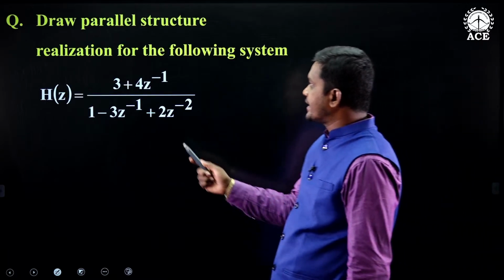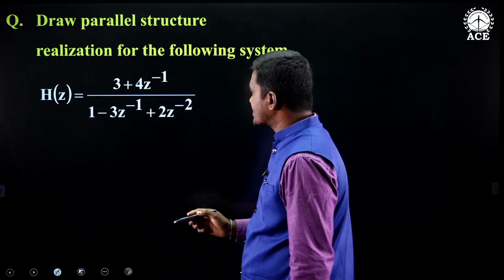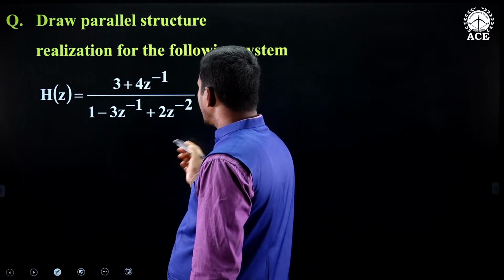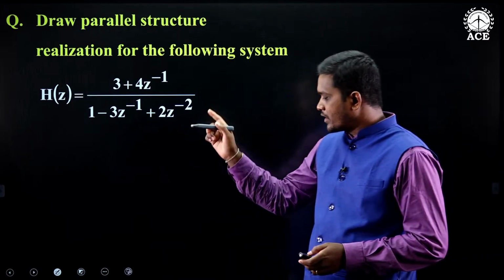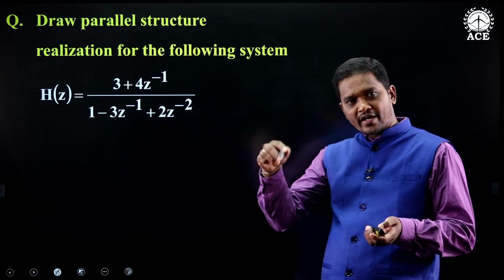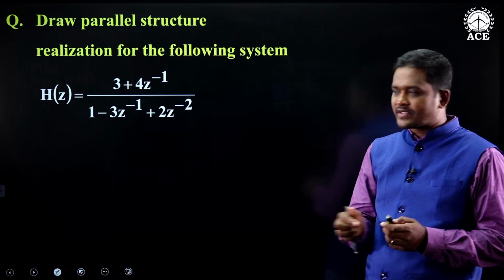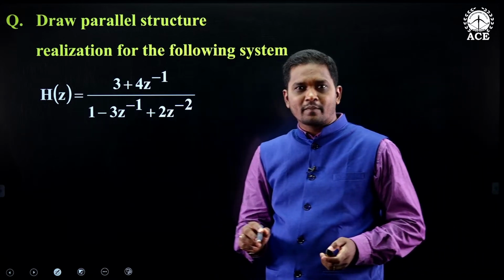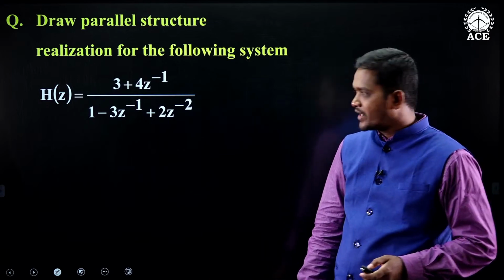Draw parallel structure realization for the following system. H of z is 3 plus 4 z inverse by 1 minus 3 z inverse plus 2 z power minus 2. Previously a difference equation was given, now the transfer function is given. So no need of the first step because it is directly the transfer function. Here the challenging step is to convert the second order polynomial denominator into first order polynomials, okay?